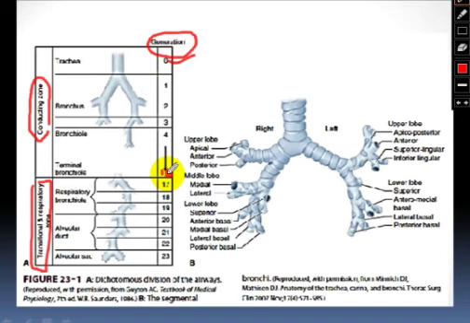From the 0 to the 16th generation is the conducting zone, whereas the respiratory zone begins from the 17th generation down to the 23rd generation.